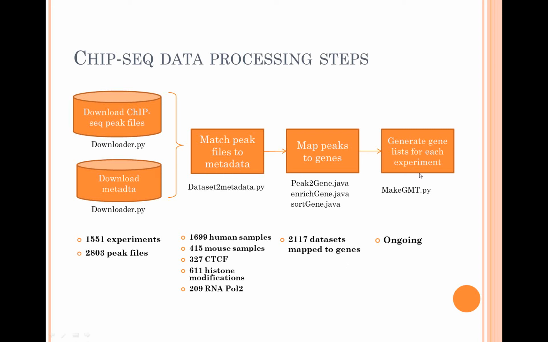I did most of the steps using in-house scripts in Python and Java. And here are some numbers for the data set. For the new batch of ChIP-seq data, we have both human and mouse samples, and we have over 600 histone modifications, as well as some CTCF and RNA Pol II occupancy.